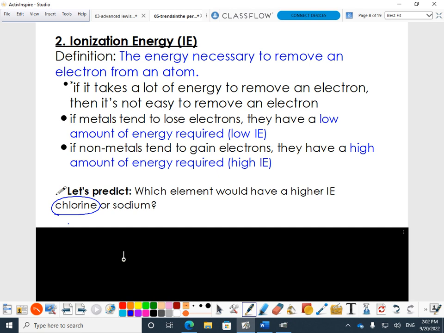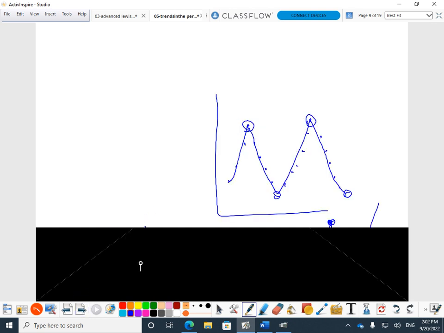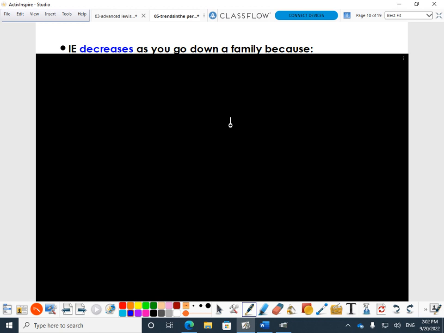So when you go down a group, the ionization energy is going to get smaller. It's going to be easier to remove electrons. And why is that going to happen? What happens to the size? It gets bigger. So then all that stuff we talked about yesterday, the electrons do not feel the positive pull of the nucleus. They are easier to remove.